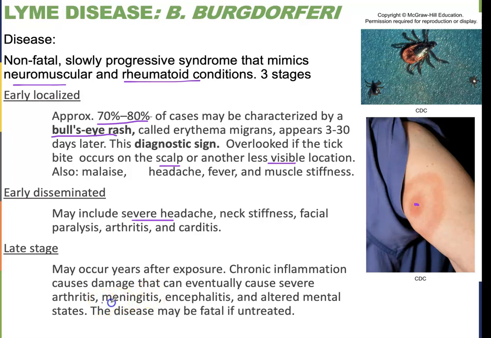Notice that in the late stages we have meningitis, encephalitis, altered mental states. So it does go into the central nervous system, a stiff neck. You can have some facial paralysis and then arthritis. The thing that called the attention of people in Lyme, Connecticut when this first came down was that a lot of young people were coming in with signs of arthritis. And so that was very uncommon, right? And so it prompted them to look into those diseases further.